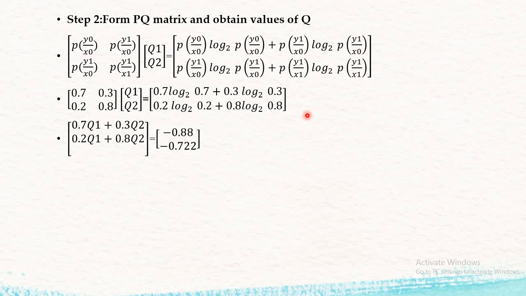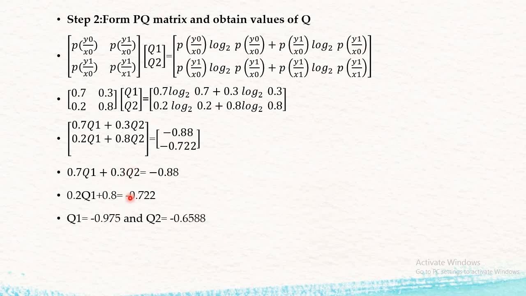After solving, our modified version, taking cross multiplication, is 0.7 into Q1 plus 0.3 into Q2, and 0.2 into Q1 plus 0.8 into Q2, equal to the answer of this particular matrix. Then we have to make a comparison. As these two are equal, the value of this is equal to this one, and similarly the second value is equal to the second value. So these are the two relations we find, and as these are simultaneous equations, we can easily find the values of Q1 and Q2.